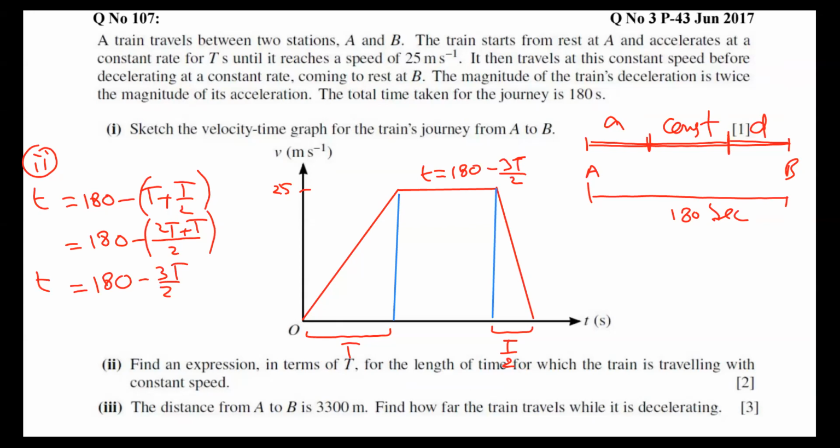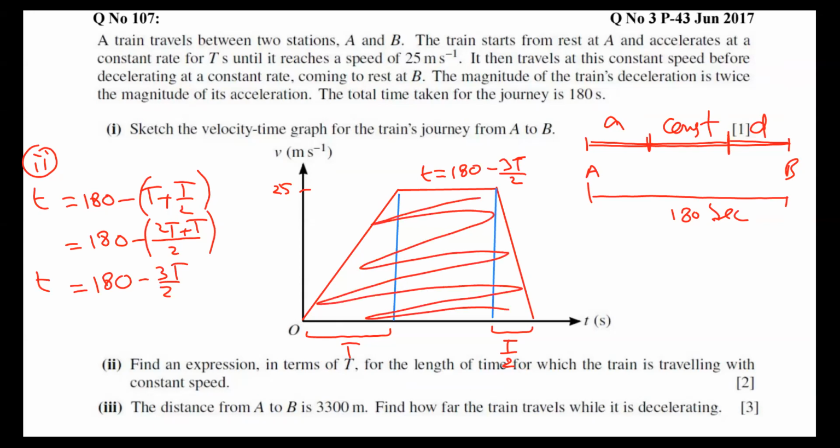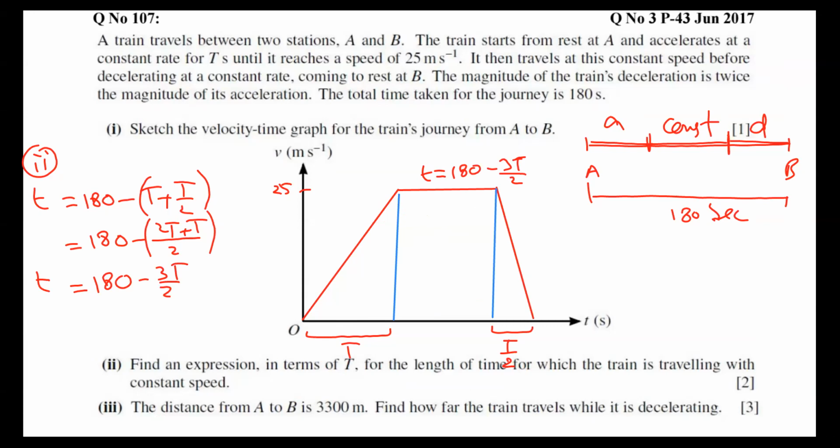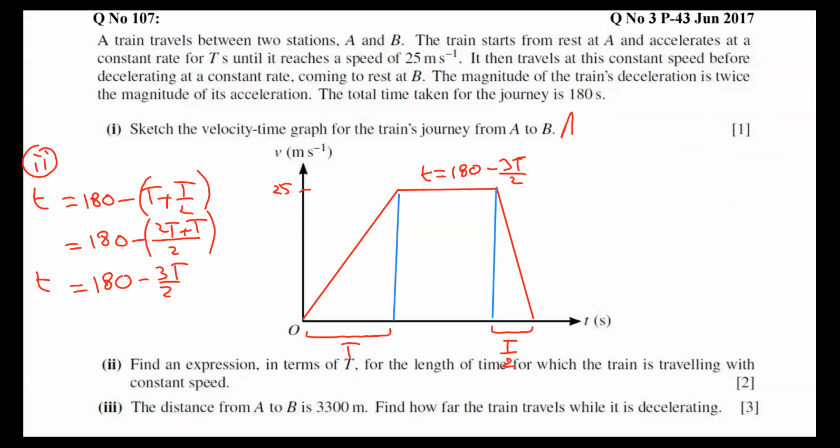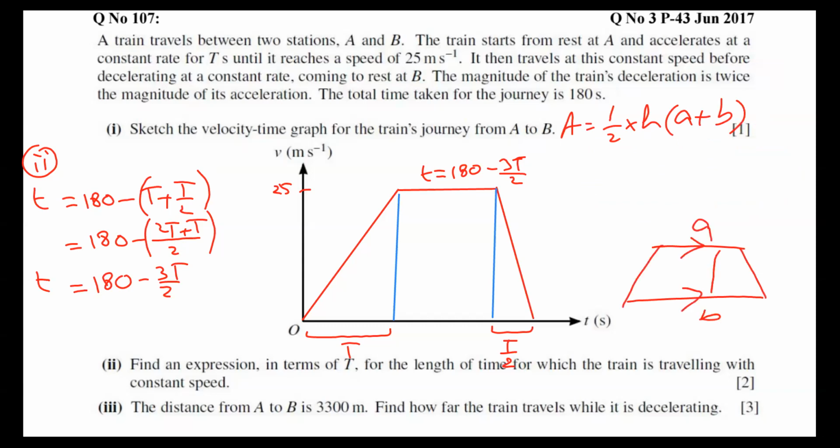This is clear. Now the next part is saying the distance traveled from A to B is 3300 meters. So it means the full area of the trapezium is equal to 3300. Area of a trapezium is very clear: the formula is half into h into a plus b. Whenever a trapezium comes, this gap is a, this gap is b, and the gap between them is called h. B is the total time, which we know is 180, so I'm replacing it, and the height is the gap, which is 25.